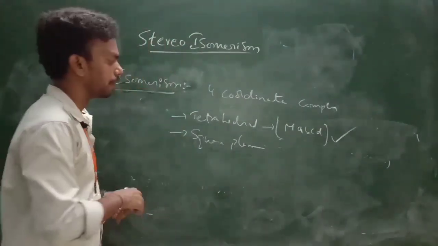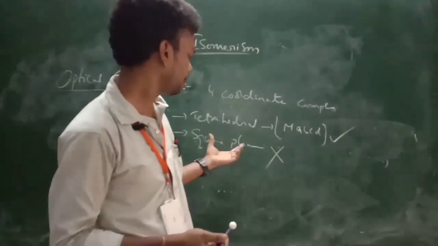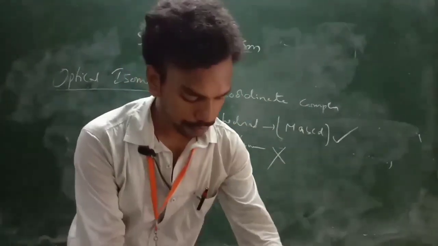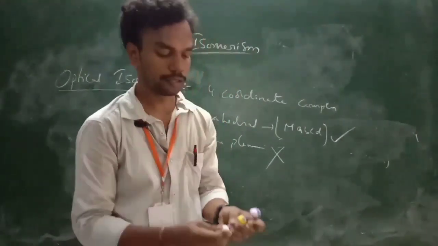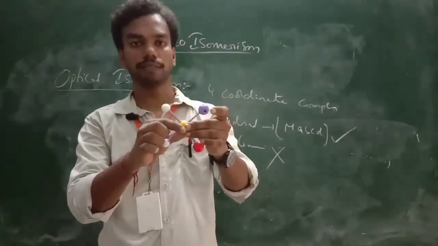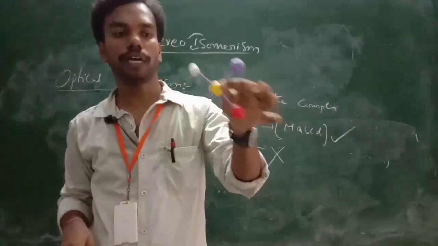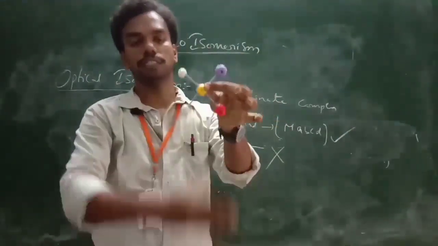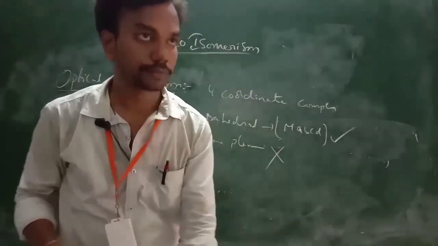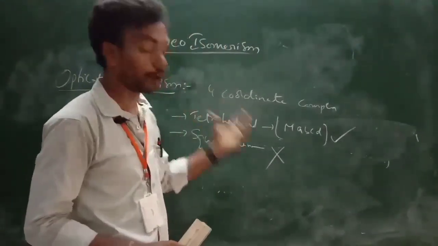Okay, next, square planar complexes. Square planar complexes do not show any optical isomerism, because a square planar complex is planar, so you have a plane of symmetry. If you take this example, this is a square planar complex. Here you have a plane of symmetry. All four ligands are present in one plane, so this is the plane of symmetry. So that's why square planar complexes do not show any optical isomerism.